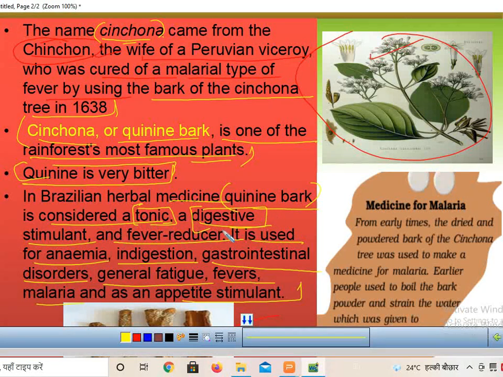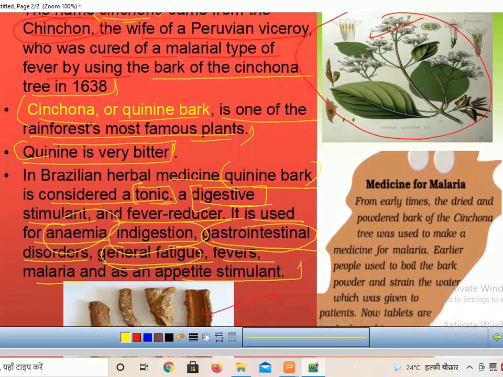Then it helps as a digestive stimulant, means whatever digestion related problems are there, it helps us to cure them, as well as a fever reducer. अगर बुखार है तो उसको भी रिड्यूस करने में मदद करता है, एनीमिया में भी मदद करता है, इंडाइजेशन जैसी प्रॉब्लम है, गैस्ट्रोइंटेस्टाइनल प्रॉब्लम है और आपको थकान महसूस हो रही है ना. सो एपेटाइट स्टिमुलेंट करके भी ये इस्तेमाल किया जाता है.